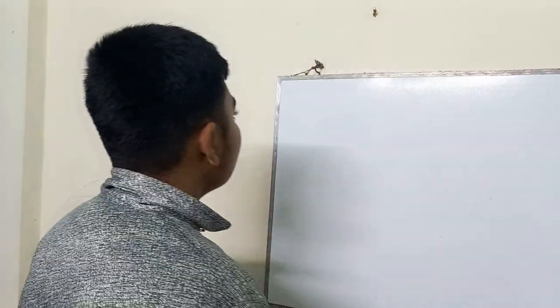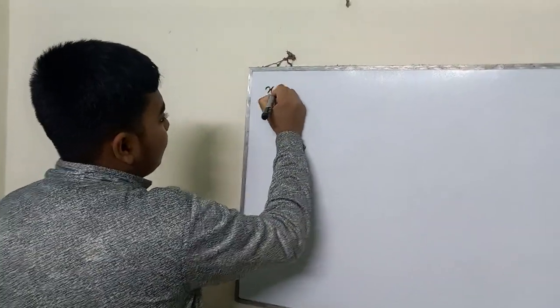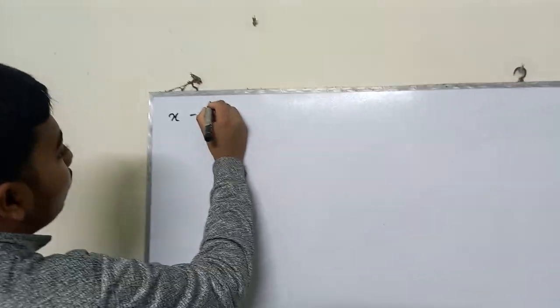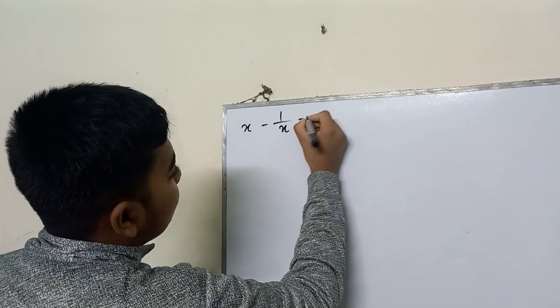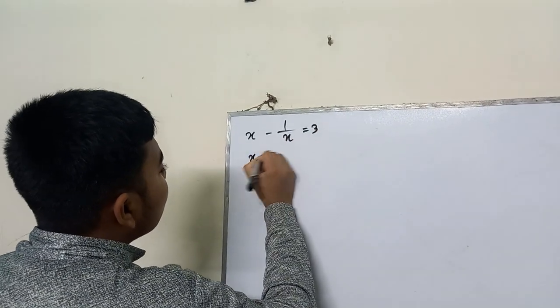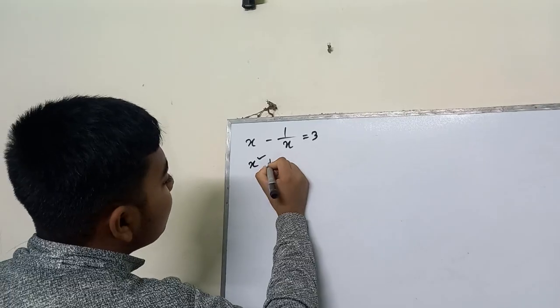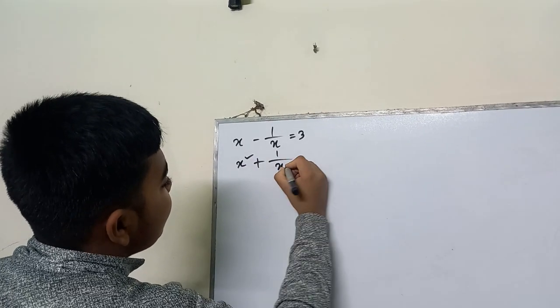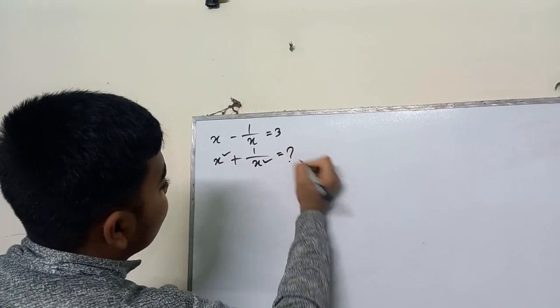Viewers, today we will learn one of the algebra math, which is so much important. First of all, the math is this: x minus 1 by x equals 3. Now find the value of x square plus 1 by x square equal to what?